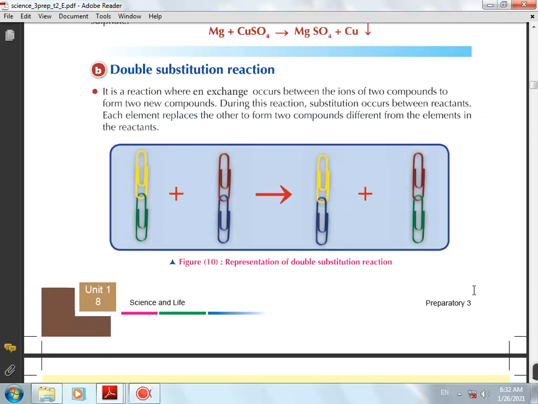The second type in substitution reaction is double substitution reaction and can be represented as the following figure by the paper clips. We have two paper clips here and another two paper clips. Green can replace the blue paper clip, and also the yellow can replace the red paper clip. Okay, to produce different compounds.